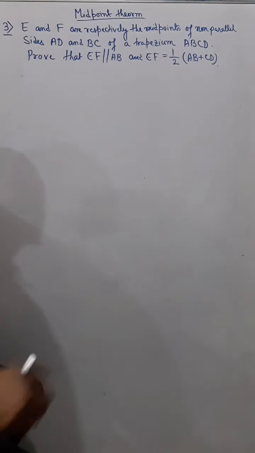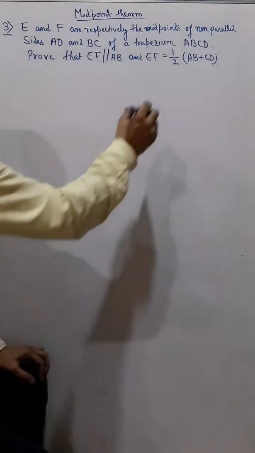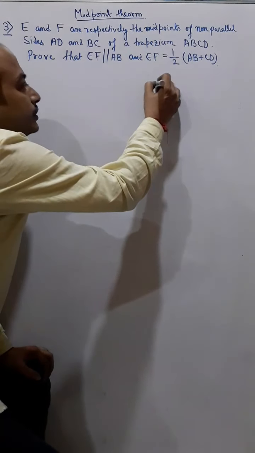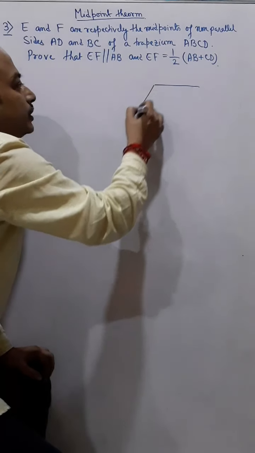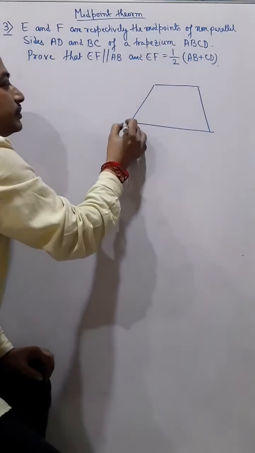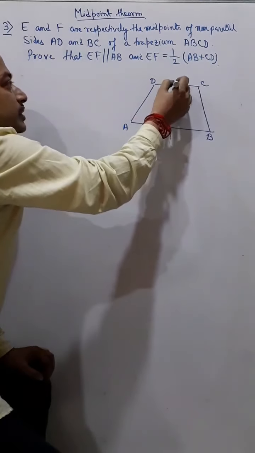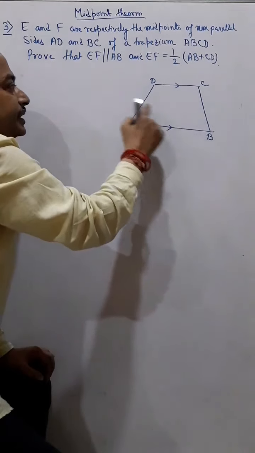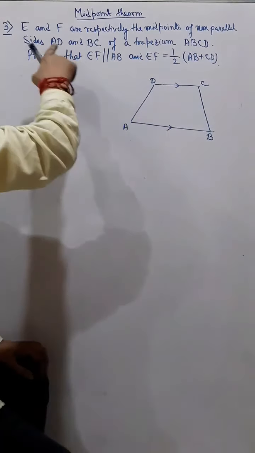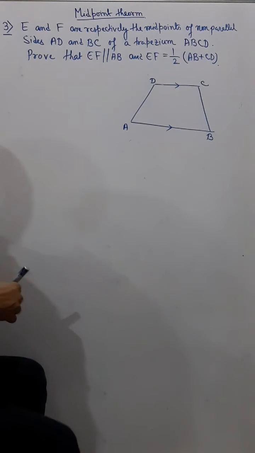Okay, now see this sum. They told E and F are respectively the midpoints of non-parallel sides AD and BC of a trapezium ABCD. So this is the trapezium. Let it be AB, CD, and in a trapezium these two sides are parallel and these are two non-parallel sides. What they told: E and F are respectively the midpoints of non-parallel sides AD and BC.